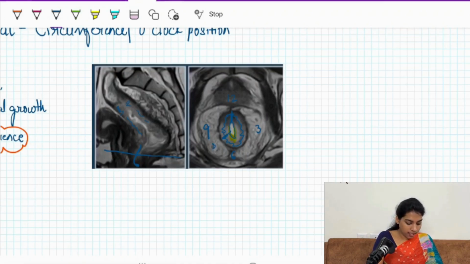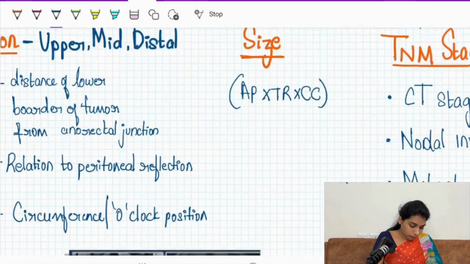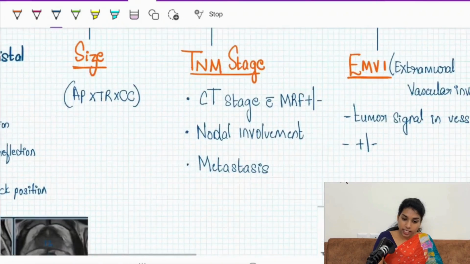So we'll open the sagittal image, mention the location, give the distances, give the size of the tumor, AP, CC, TR. Along with that, mention the o'clock position it's extending in the axial section. After this, we already discussed about the TNM staging.